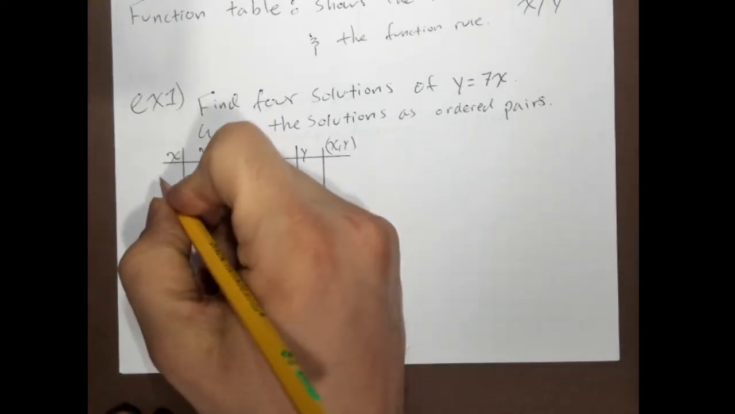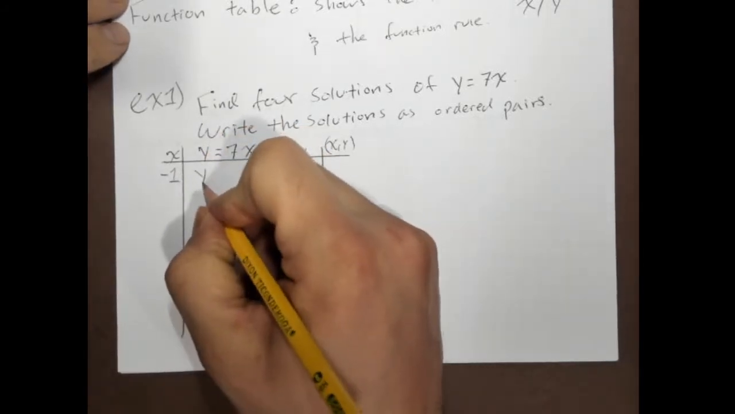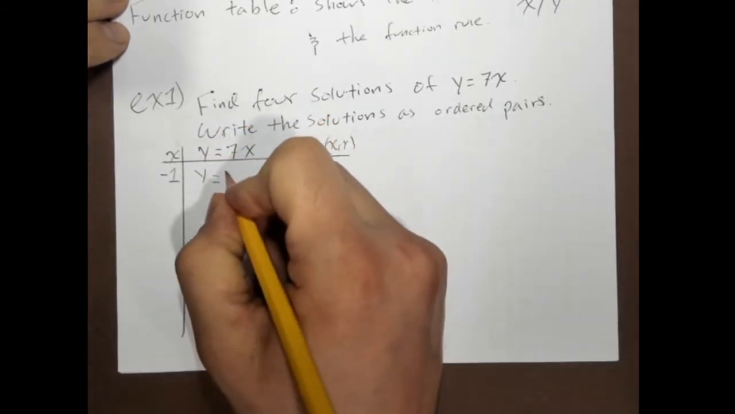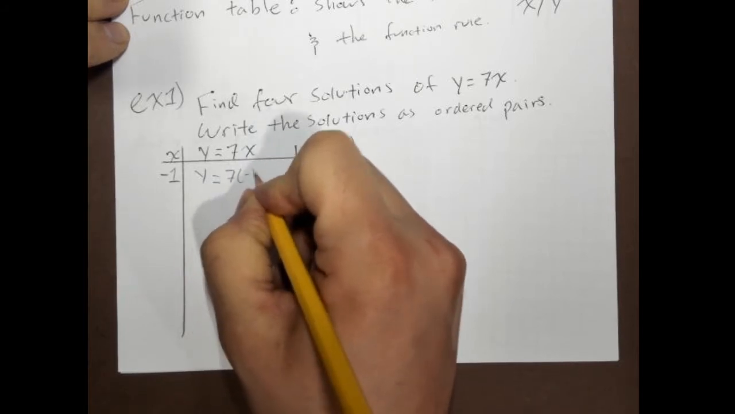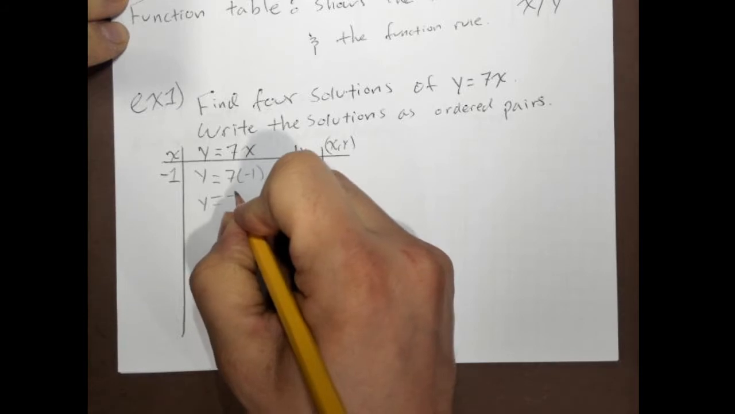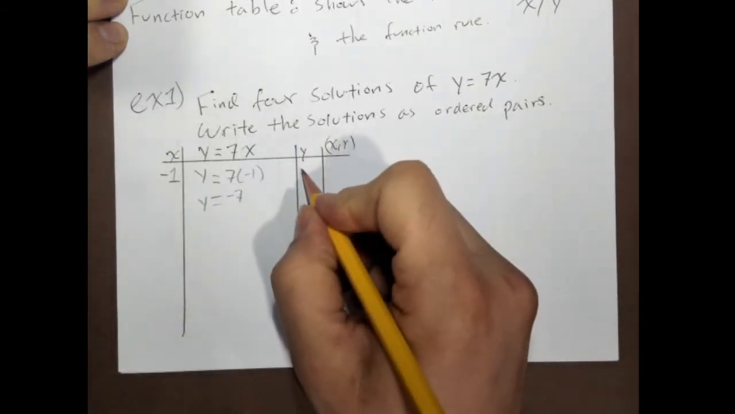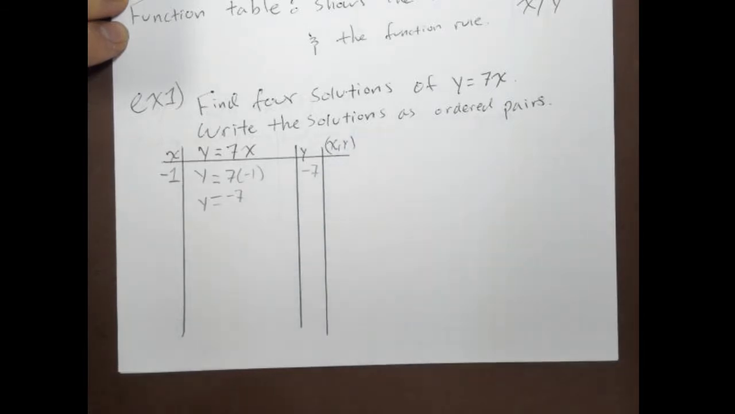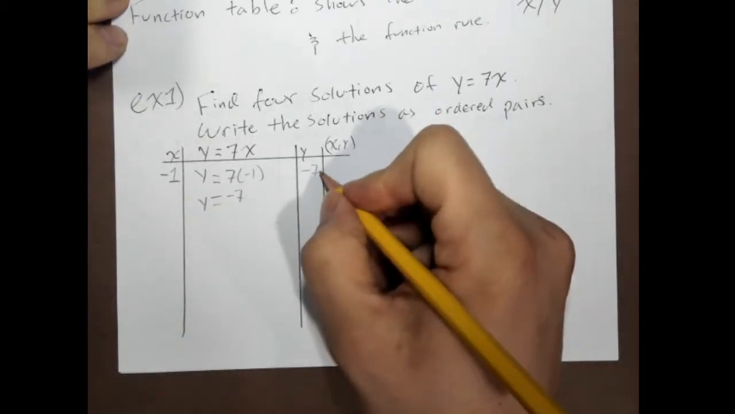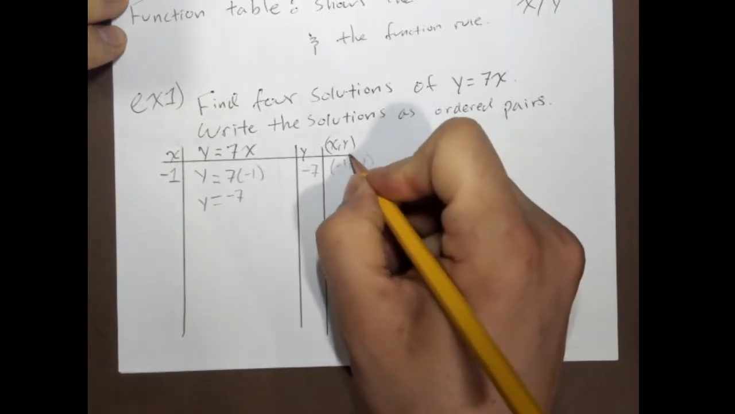So the first number we're going to try for x is -1. When we plug in -1, we get y equals 7 times -1. 7 times -1 is -7. So when x is -1, y is -7. And my ordered pair will be (-1, -7).